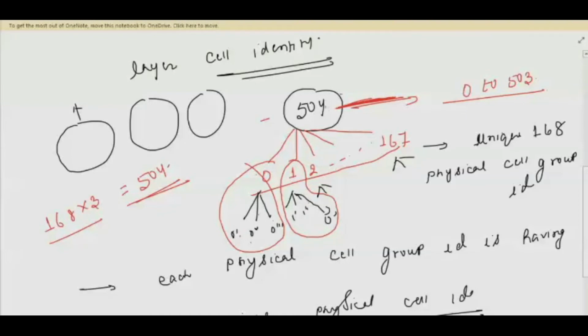Whenever your mobile switches on anywhere, what is the physical layer cell ID of that particular location that the mobile has to read? But as I said, the physical layer cell ID is not directly transmitted. Instead, the mobile will first get this group and this cell ID. This cell ID belongs to which group, and these two in combination will give the value of your physical layer cell ID.